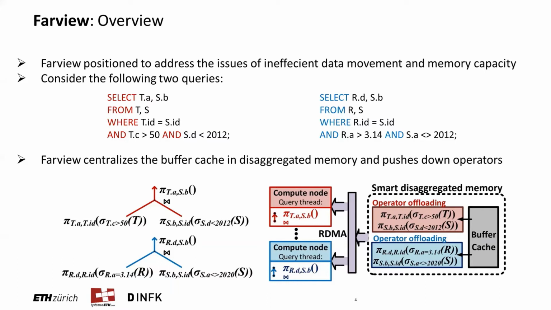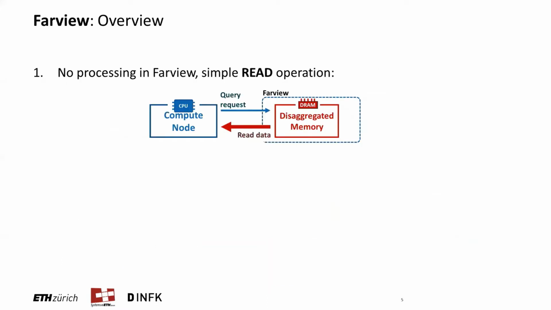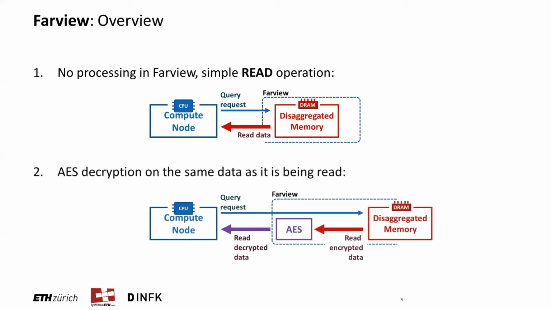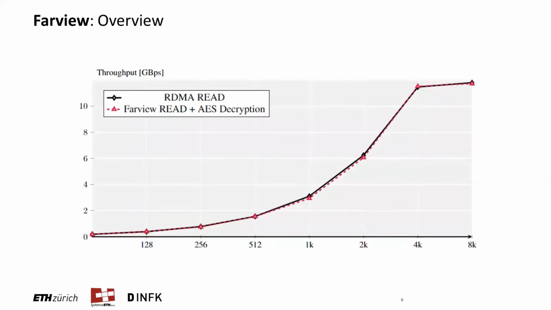Now, to accentuate this point, we compare a case where we're not doing any processing in Farview, so we're just performing a simple read with a basic RDMA read operation, to a case where we're performing an additional AES decryption on the same data as it is being read. Now, as the encryption operator is highly parallelized and fully pipelined, it is able to easily sustain the network line rate. The added latency of this operator is also small in comparison to the network and memory operations. And this means that this decryption is very nicely hidden behind these other operations. And this can be seen in the figure here, where the performance is virtually the same, even though in the second case, we are performing some meaningful work as well.